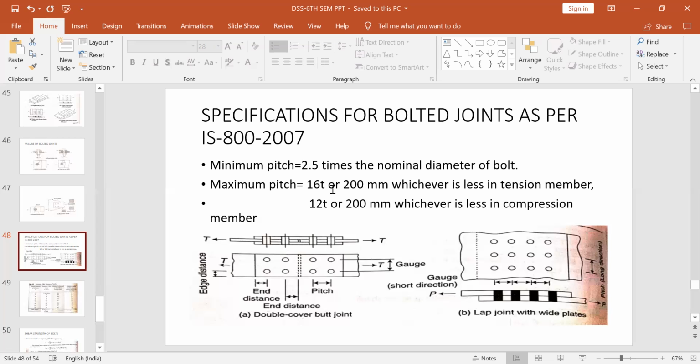Maximum pitch, the maximum distance, is 16T or 200 mm, whichever is less, in a tension member, and 12T or 200 mm, whichever is less, in a compression member. For tension members and compression members we have different clauses. In tension members the pitch will be more, since the load is pulling, so we can keep the distance a bit more. In compression members it is 12T or 200 mm, whichever is less. You have to see whether the 12T value is less or 200 mm, and take only that value. So this is the maximum and minimum pitch.